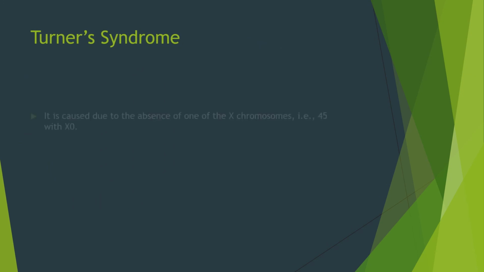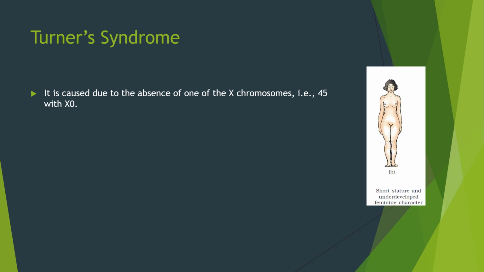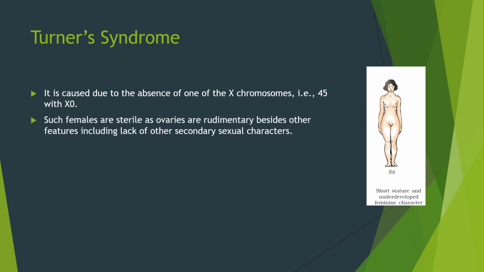Turner syndrome is caused due to the absence of one of the X chromosomes, that is, 45 with X0. Such individuals are sterile as ovaries are rudimentary, besides other features including lack of other secondary sexual characters.